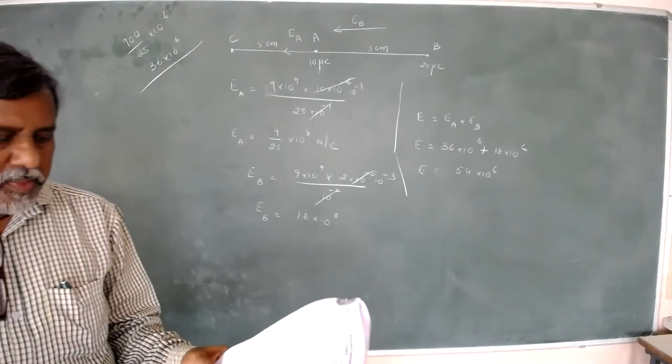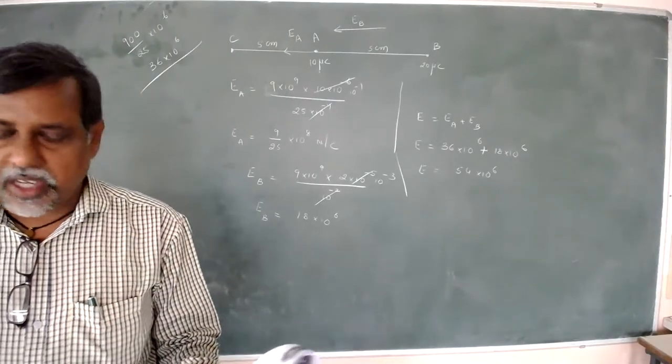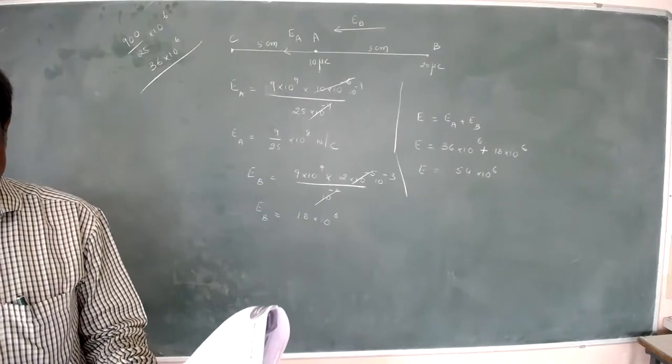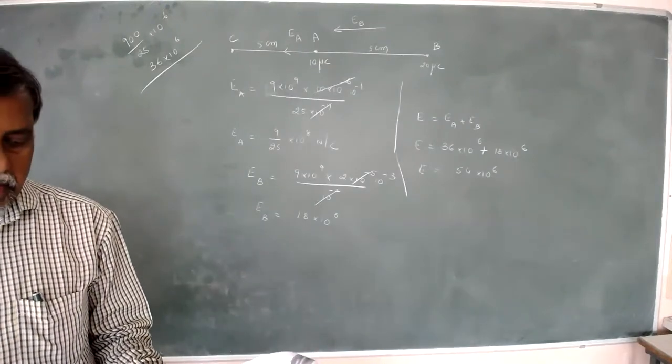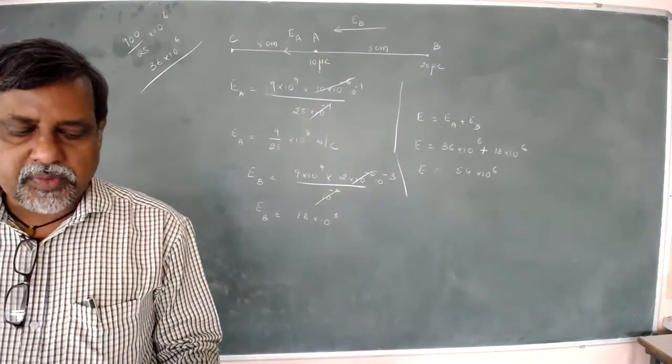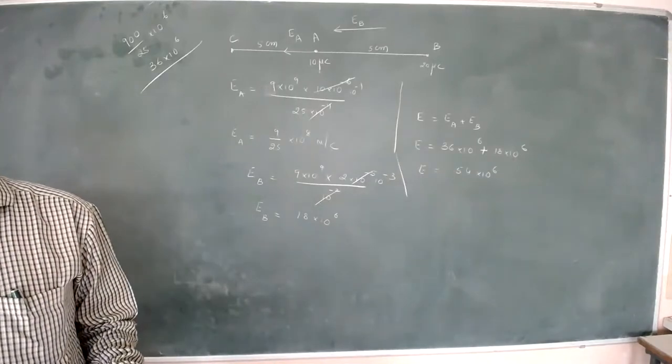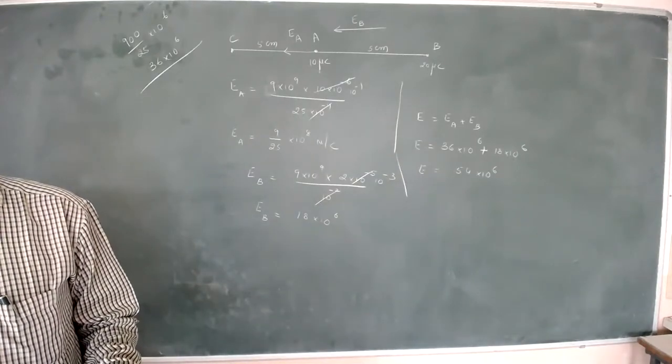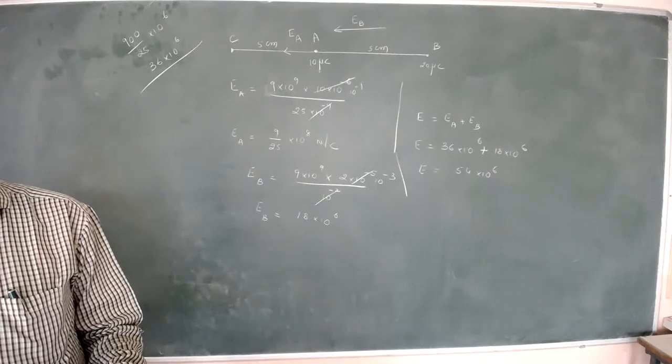A particle of mass m and charge q is placed in a uniform electric field E and then released. The kinetic energy attained by the particle after moving is asked. Even this one is a repetition, so leave it.